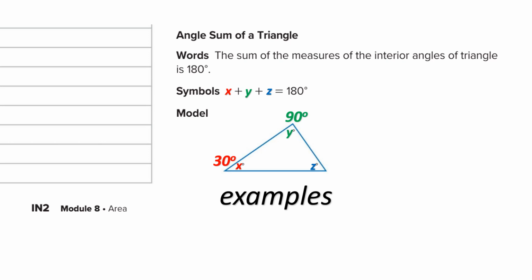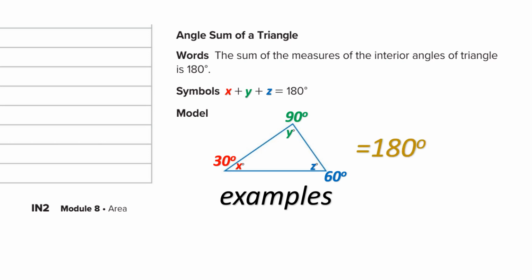If I know what two of those angles are, then I can figure out what the third one is by doing the math. If I know that 90 plus 30 is 120, and they have to equal 180 degrees, then all I have to do is subtract, so I have 180 degrees minus 120, so I know z has to be 60 degrees. And then I could check them by adding those all together. 90 plus 30 is 120, plus 60, that does equal my 180 degrees.